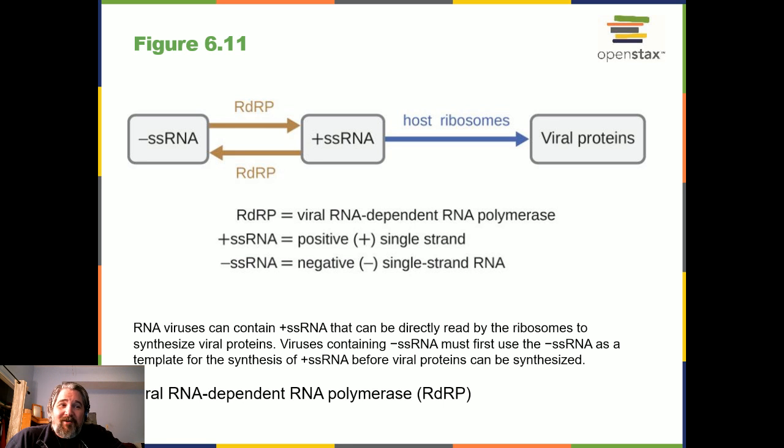Now looking at viral RNA-dependent RNA polymerase. Again, if it's negative single-stranded RNA, it will have to be turned into positive RNA in order to be translated by host ribosomes. That conversion is accomplished by the RNA-dependent RNA polymerase, an RNA polymerase that is specialized in copying RNA. So RNA viruses, plus strand: this works as a template to produce RNA which the host ribosomes can be tricked into translating, producing viral proteins.